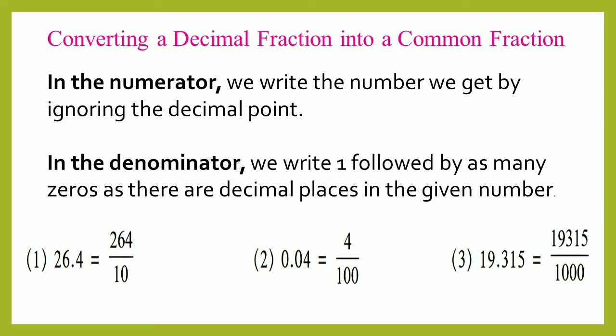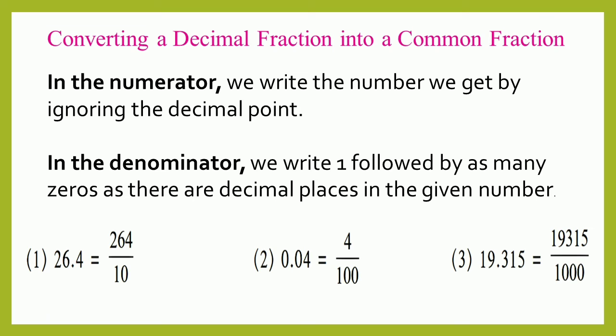So as in example number 1, the given decimal fraction is 26.4. So we will convert this number into a common fraction. So first in the numerator, we write the number we get by ignoring the decimal point. So if we ignore the decimal point, the number will be 264. So that number we will write in the numerator, and in the denominator we will write 1 and as many zeros as there are places after the decimal point. So there is only one place after the decimal point, so we will put only one 0. So the answer is 264 upon 10.